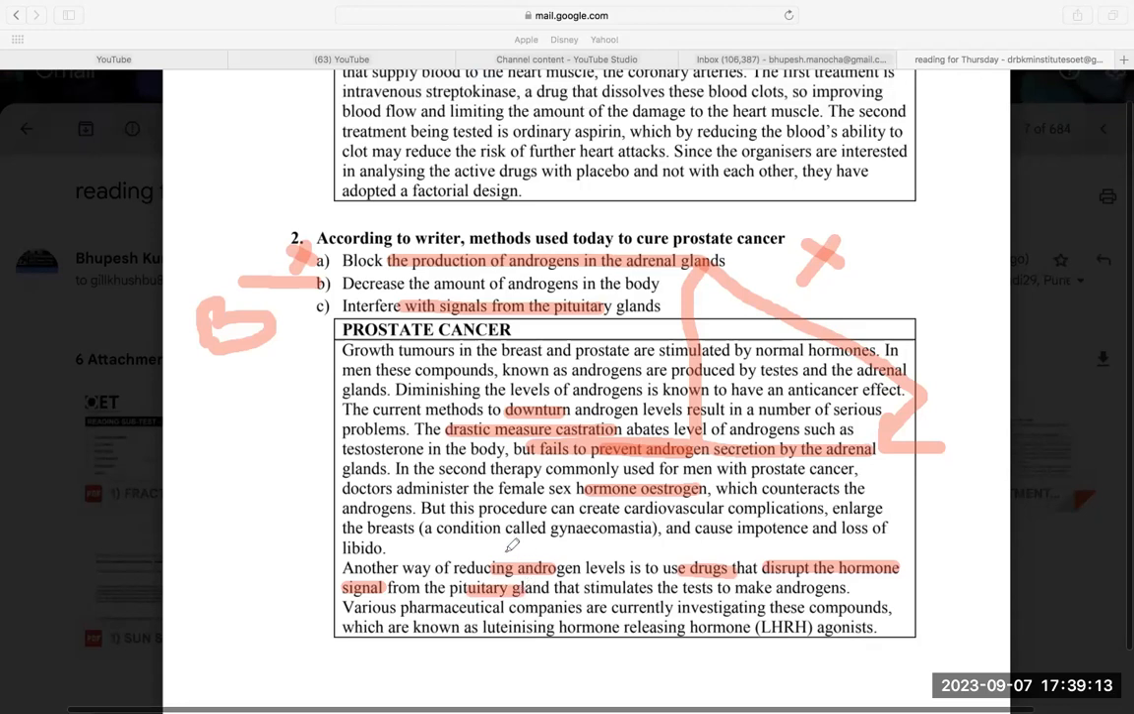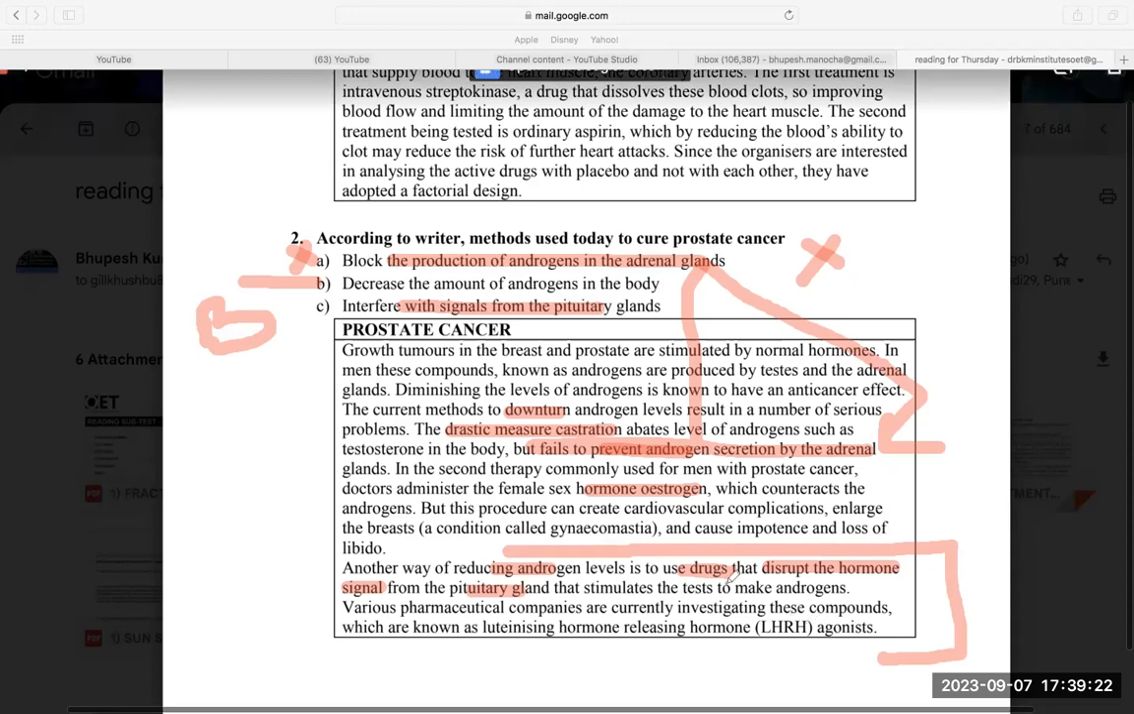But in this paragraph also current word was not given. One thing this is creating doubt. And the other thing that is creating doubt is drugs word is missing. And third, if I talk about B option, decrease the amount of androgen in body, this method also does. So overall, the current methods are trying to downturn androgen level. So this is a complete guesswork. Obviously, B has more chances, so that is why I'm putting B, but I cannot be sure about this answer.